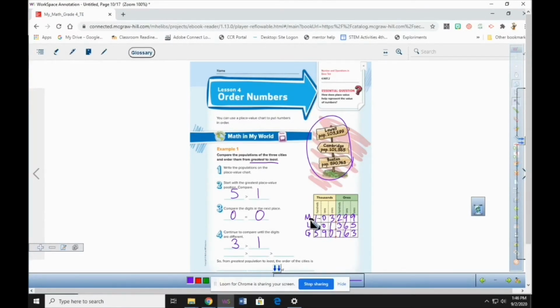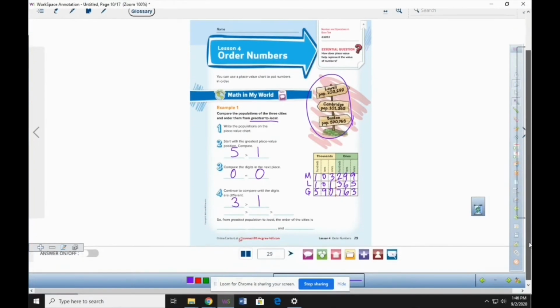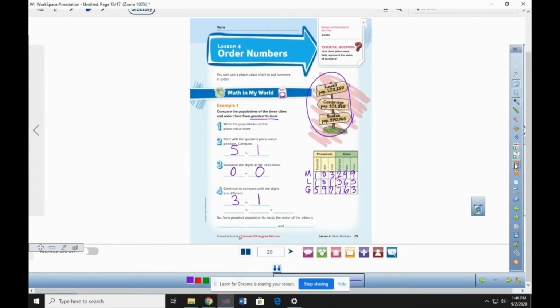So, from greatest population to least population. So I'm going to write those down. 590,763 is the biggest, then the middle one, and then the least.